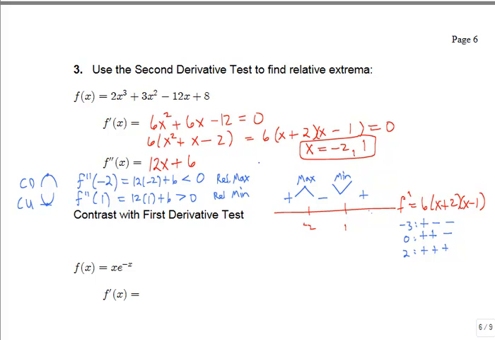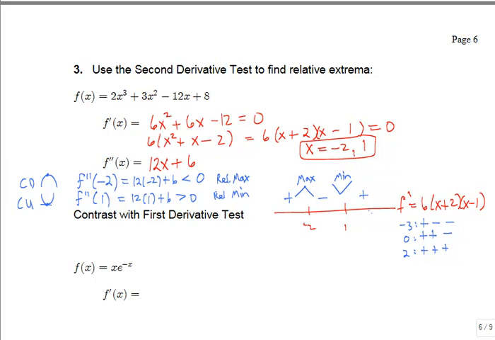So without doing number lines, without testing every single interval, I'm just testing these two numbers and that's it. But I'm testing them into the second derivative. If you get a positive answer, you'll be a min. If you get a negative answer, you'll be a max. So that's how the second derivative test works.